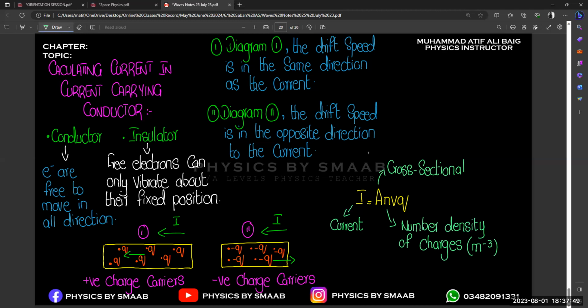Any confusion? Okay. Suppose in diagram 1 there are 6 charges, and in diagram 2 there are 5 charges in a specific length. So that is the concept of number density. And if we talk about v, v is the average drift speed. This is average drift speed. And the final quantity is Q. So Q represents charge, right?